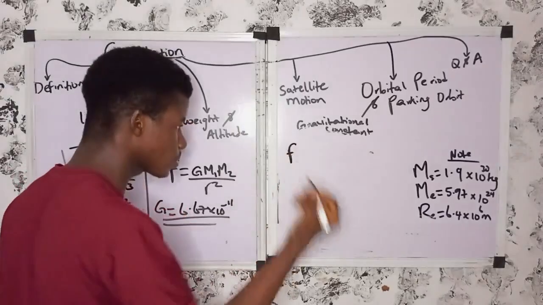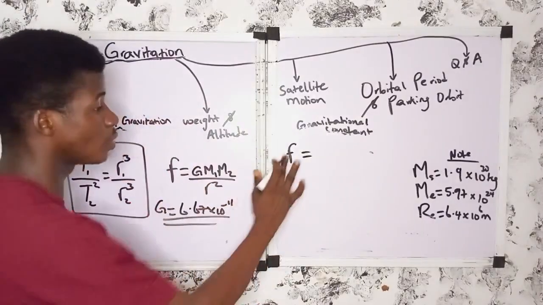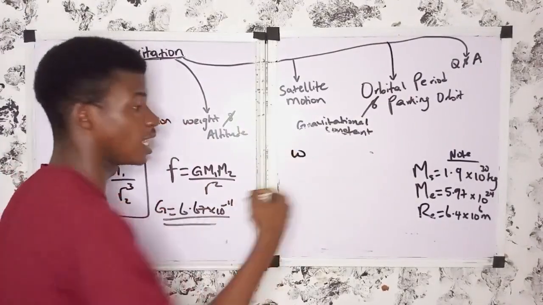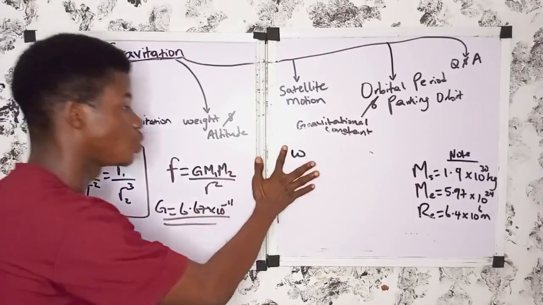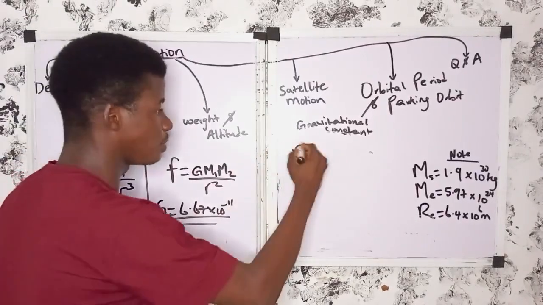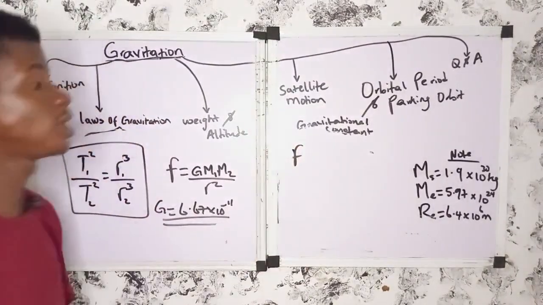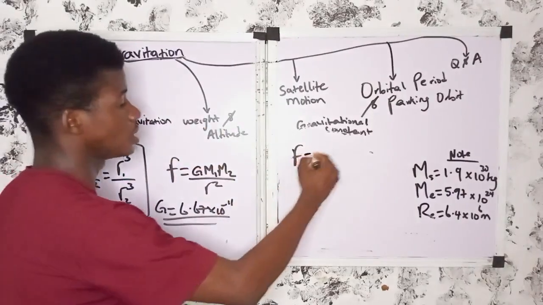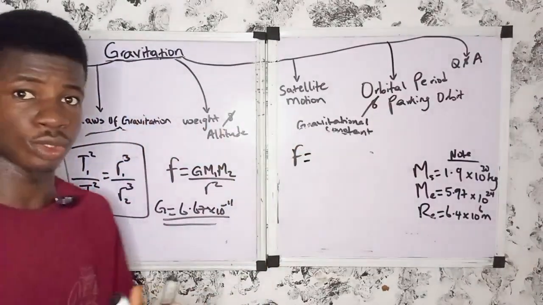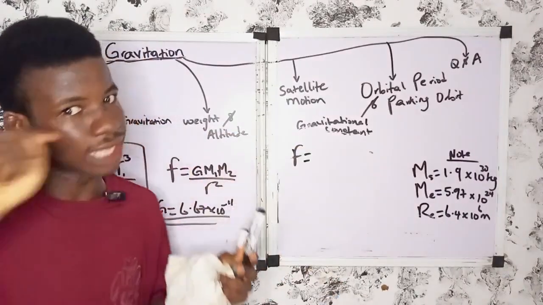That is known as weight. Remember, we all know that weight is W, and it is a force. So in place of W I put F, since weight is a force. So the weight of an object is the force of attraction between the earth and that object.